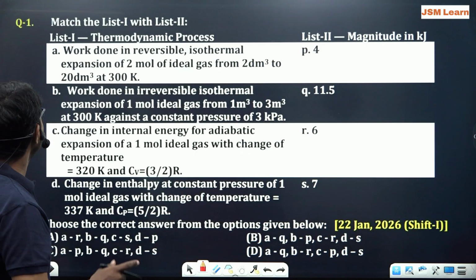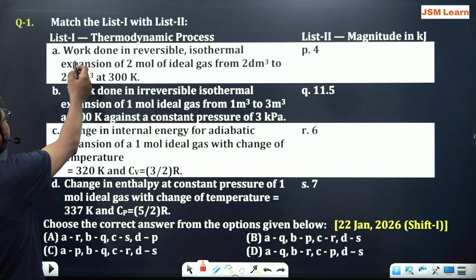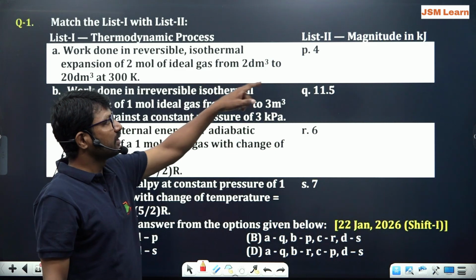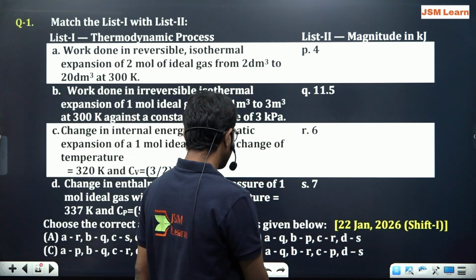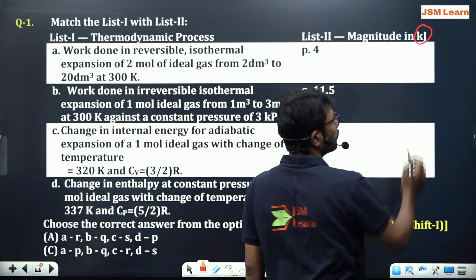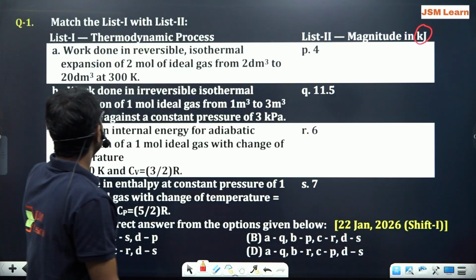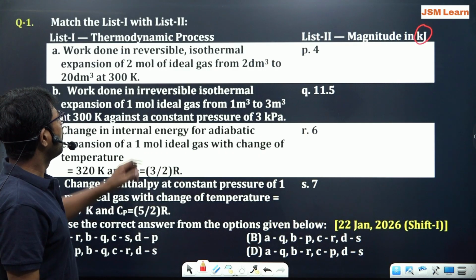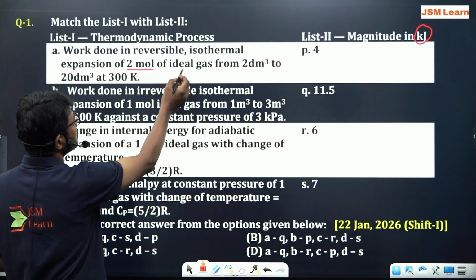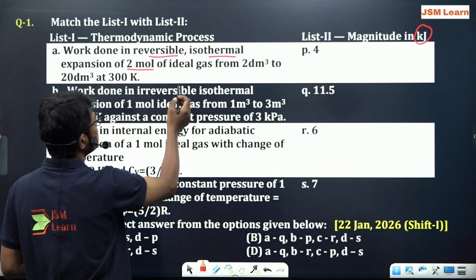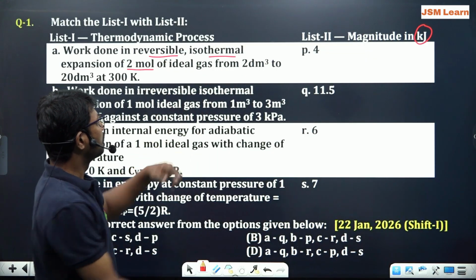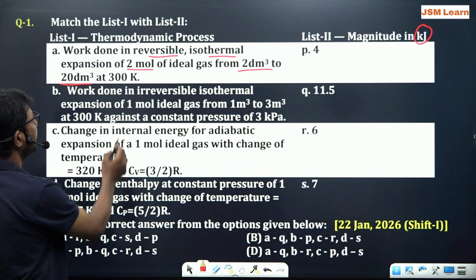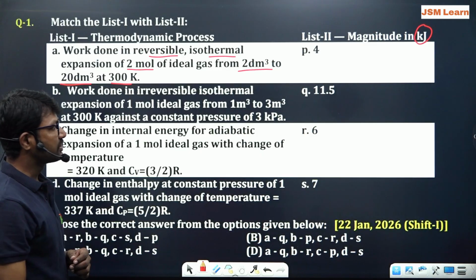So in this question they have given the information. First one, list 1 and list 2: thermodynamic process they have mentioned and magnitude in kilojoules. So here beware of units, dear students. Now let us see work done in reversible isothermal expansion of 2 mole of ideal gas, from 2 decimeter cube to 20 decimeter cube at 300 Kelvin. Temperature also they have mentioned.